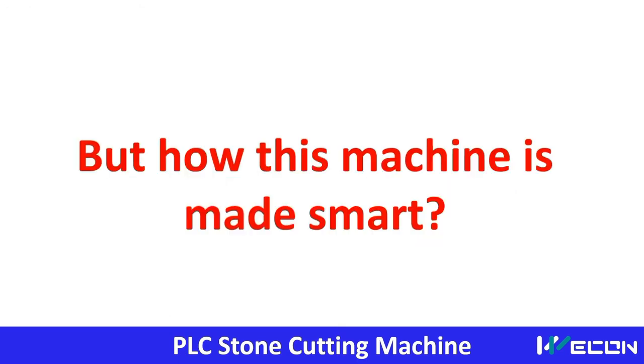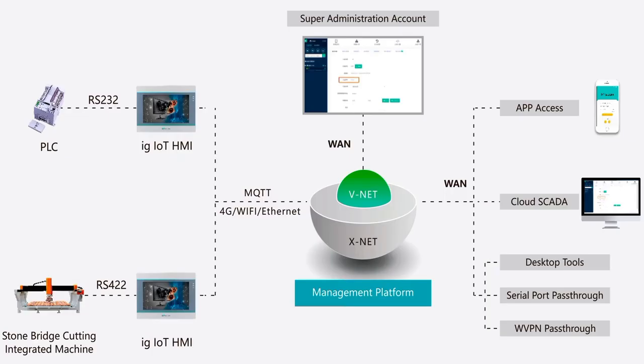The question is, why is this machine called a smart machine? So the answer is, the whole project you can see from here, this HMI is connected to the internet, and through the internet we can access it through website or through mobile application. It has cloud SCADA, that means we can operate it remotely, and it can support other desktop tools. So this is how this machine is made a smart machine.